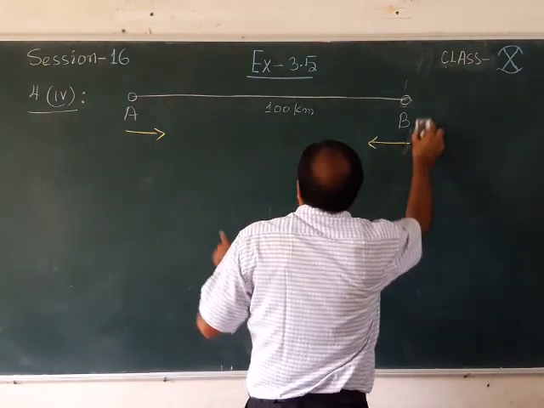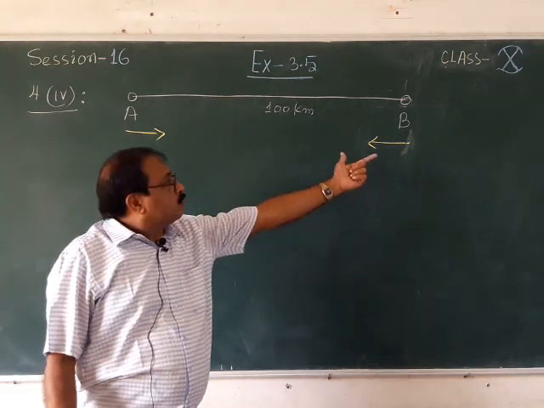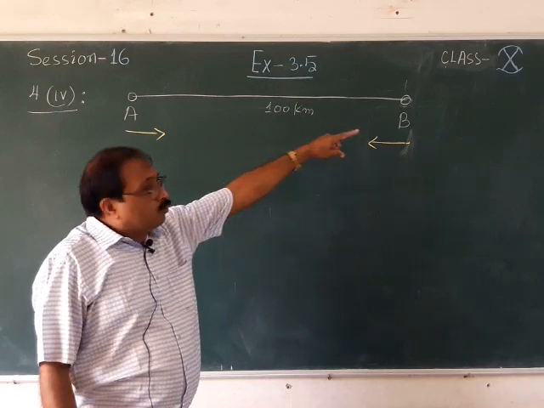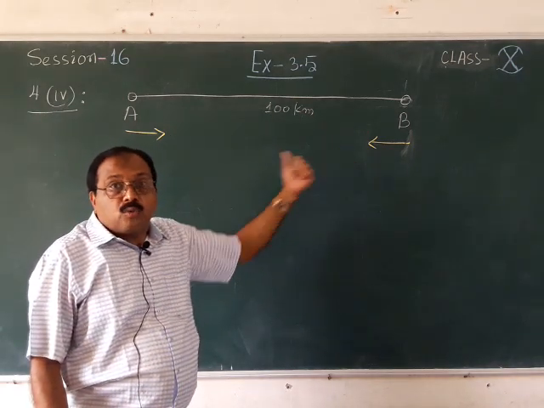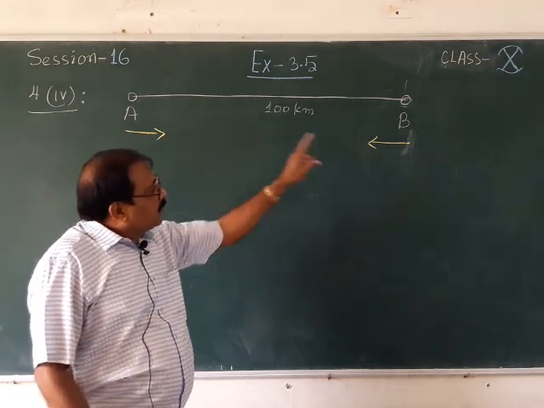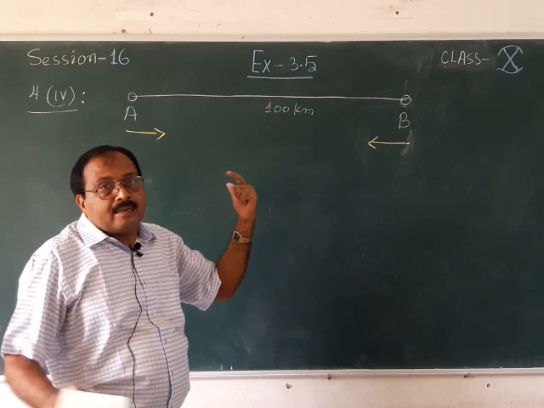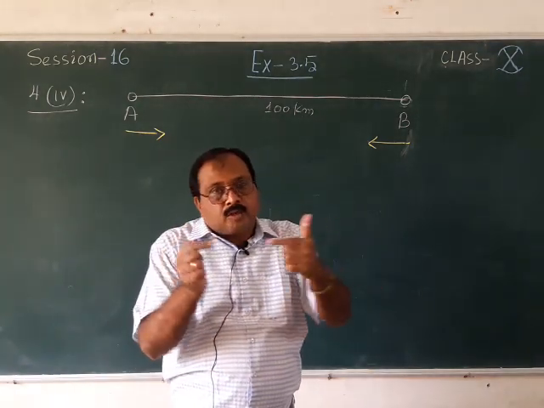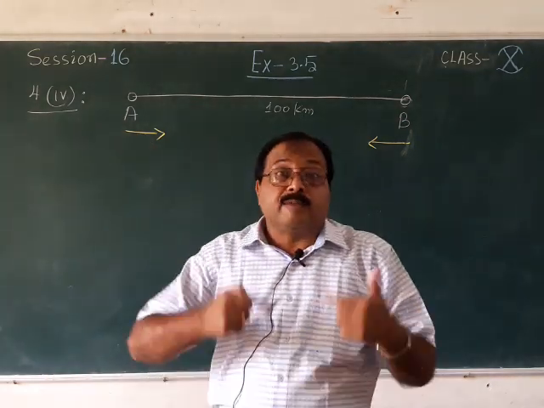Suppose A is going to the east side and B is coming to the west side. That means this time, in the second condition, their direction is different, they are coming in the opposite direction like that. You have studied in physics about relative velocity, relative speed.